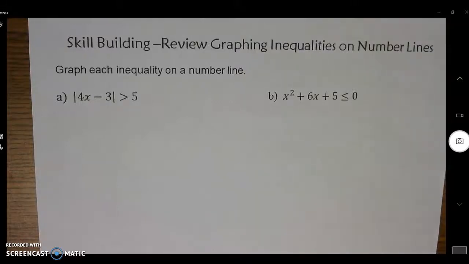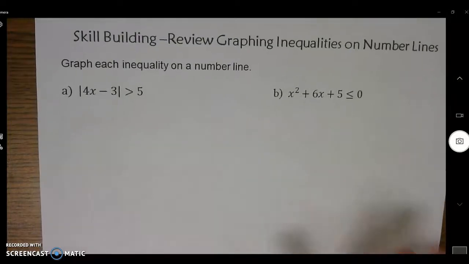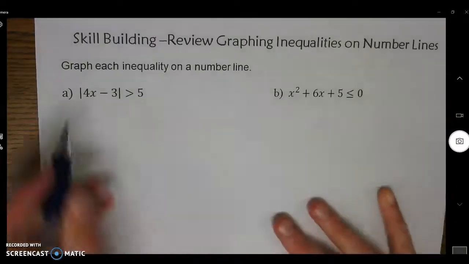Hello, let's review graphing inequalities on number lines. So we're supposed to graph each inequality on a number line. Absolute value inequalities will go in two directions or have two possible answers because the absolute value of a positive number is a positive number and the absolute value of a negative number is also positive.